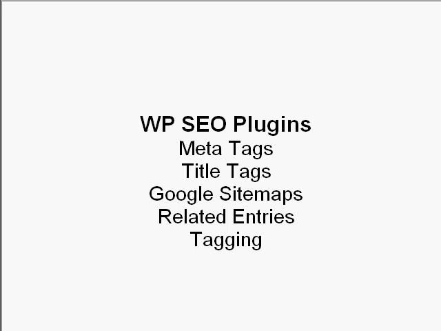Adding WordPress search engine optimization plugins to your blog is a necessity. Now, we're going to go over meta tags, title tags, Google sitemaps, related entries, and tagging type plugins, and I'm going to point those out to you so that you can find those and add them to your WordPress blog.